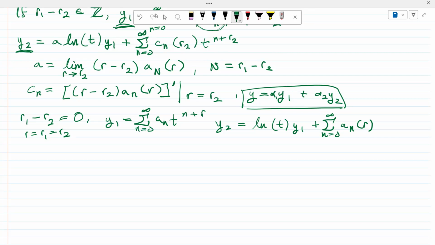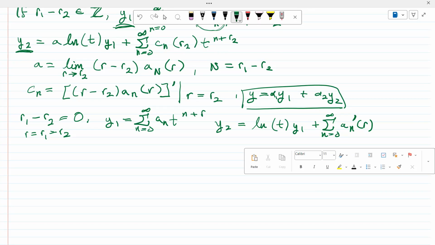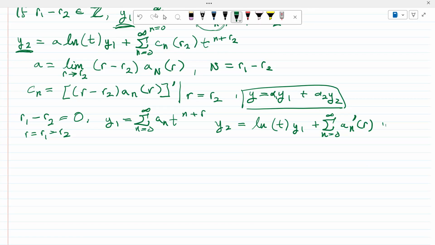Yeah, okay. I did get it right. So you're taking the derivative of a_n in terms of r, and then you evaluate it at r, and then you multiply this by t to the n plus r. All right, cool. So those are those cases.